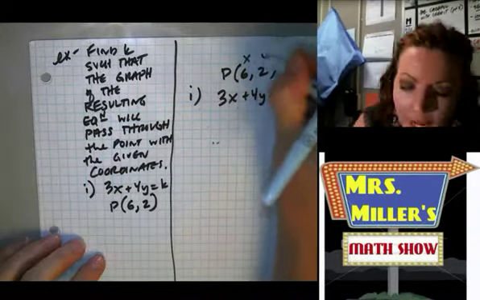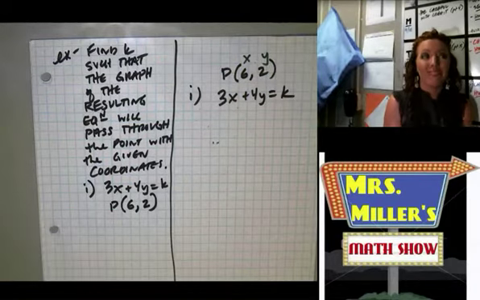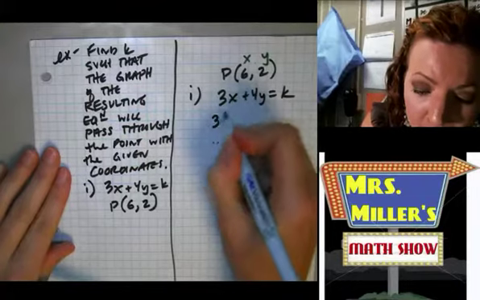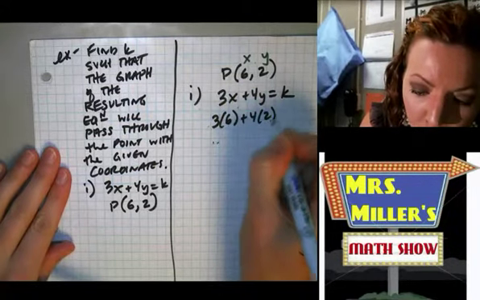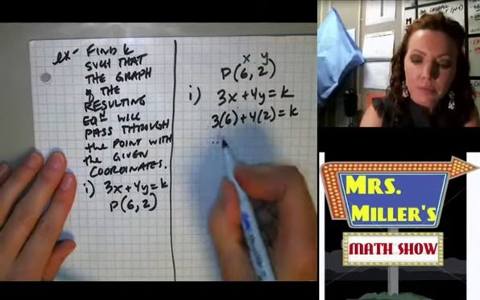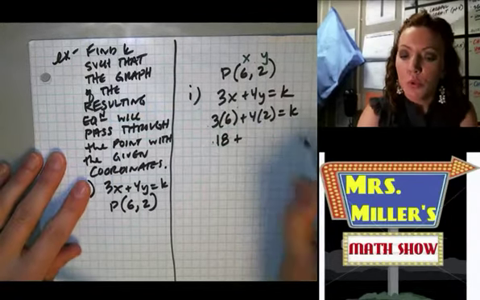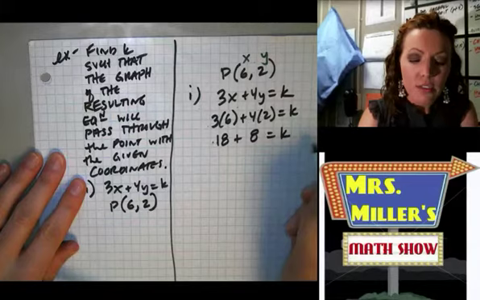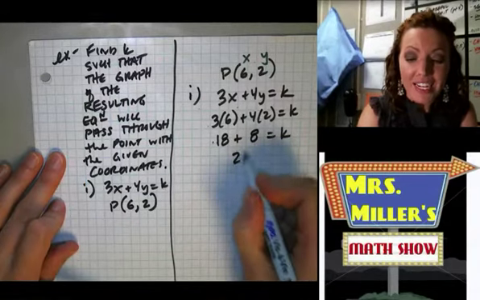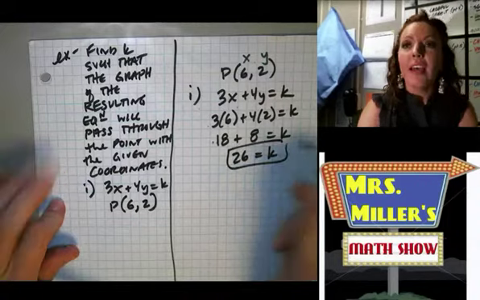All right, so can anyone take a guess at what we're doing here? That's plugging it in. Good. So 3 times 6 plus 4 times 2 equals k. 3 times 6 is, shout it out, what is 3 times 6? 18. And what is 4 times 2? 8. 18 plus 8? 26. Equals k. And that is the end of the story.